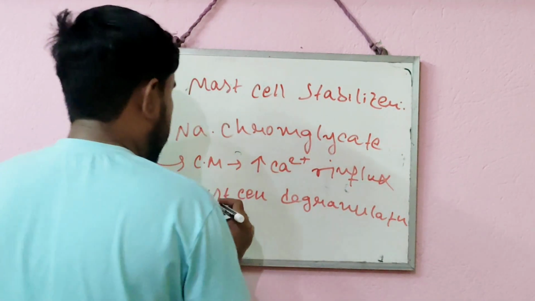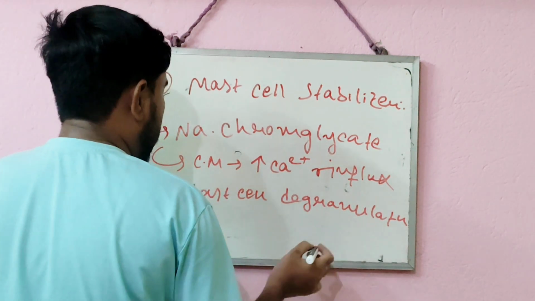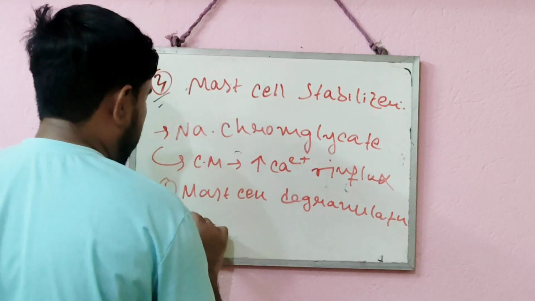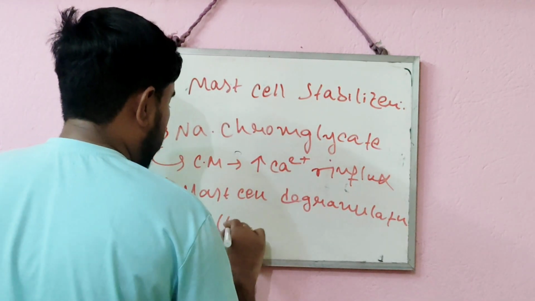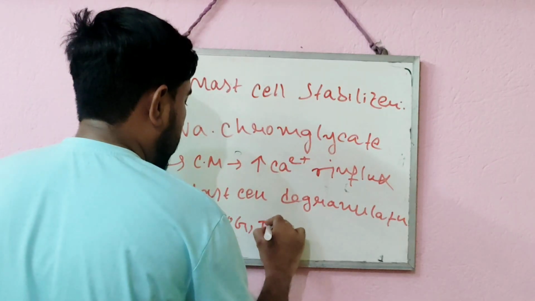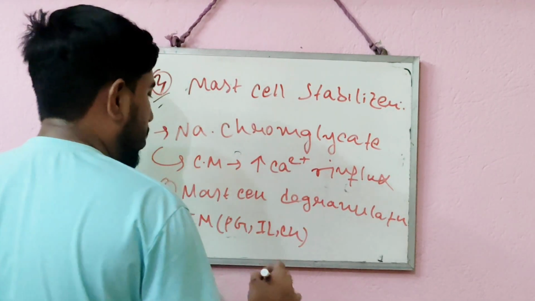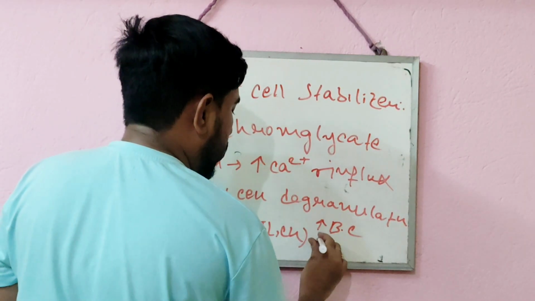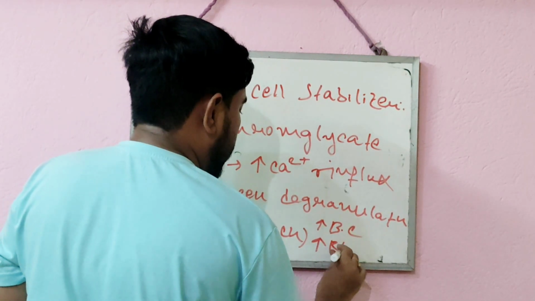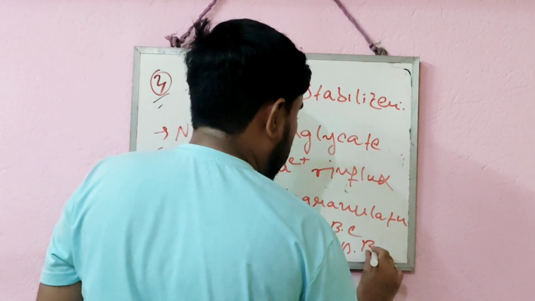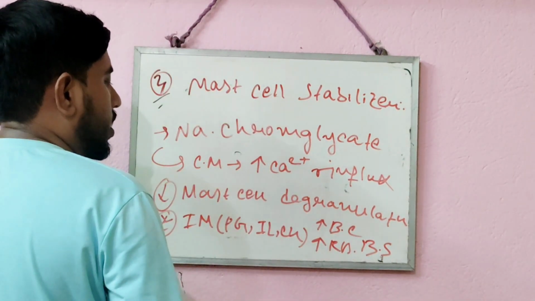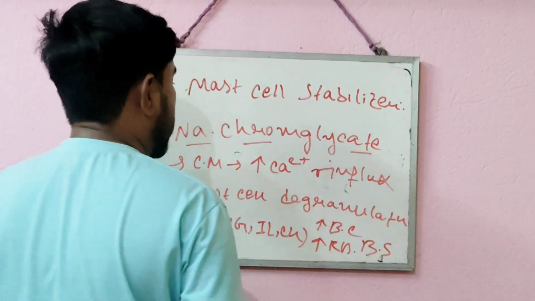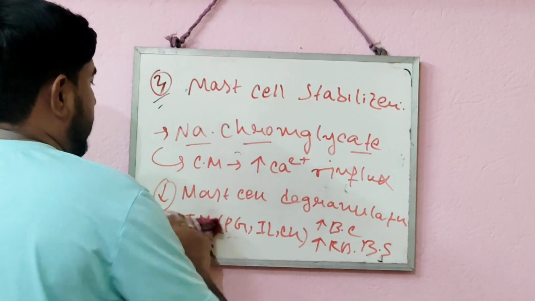Due to that decrease in mast cell degranulation, there will be no release of inflammatory mediators like prostaglandins, interleukins, and cytokines, and that leads to less bronchoconstriction and less bronchial secretion. By this, sodium cromoglycate is going to show its action as an anti-asthmatic drug.